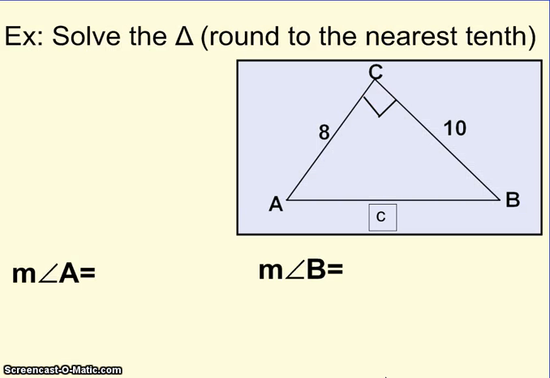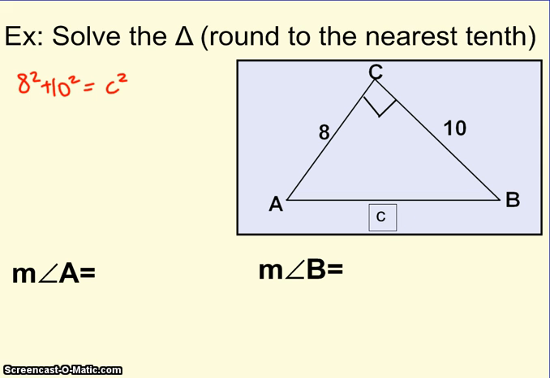Alright, now in this problem we need to solve the triangle, rounding to the nearest tenth in this case. First things first, I notice I have two sides and a right angle. If I have two sides, I can use the Pythagorean theorem to find the missing side. So 8 squared plus 10 squared will give me my hypotenuse squared.